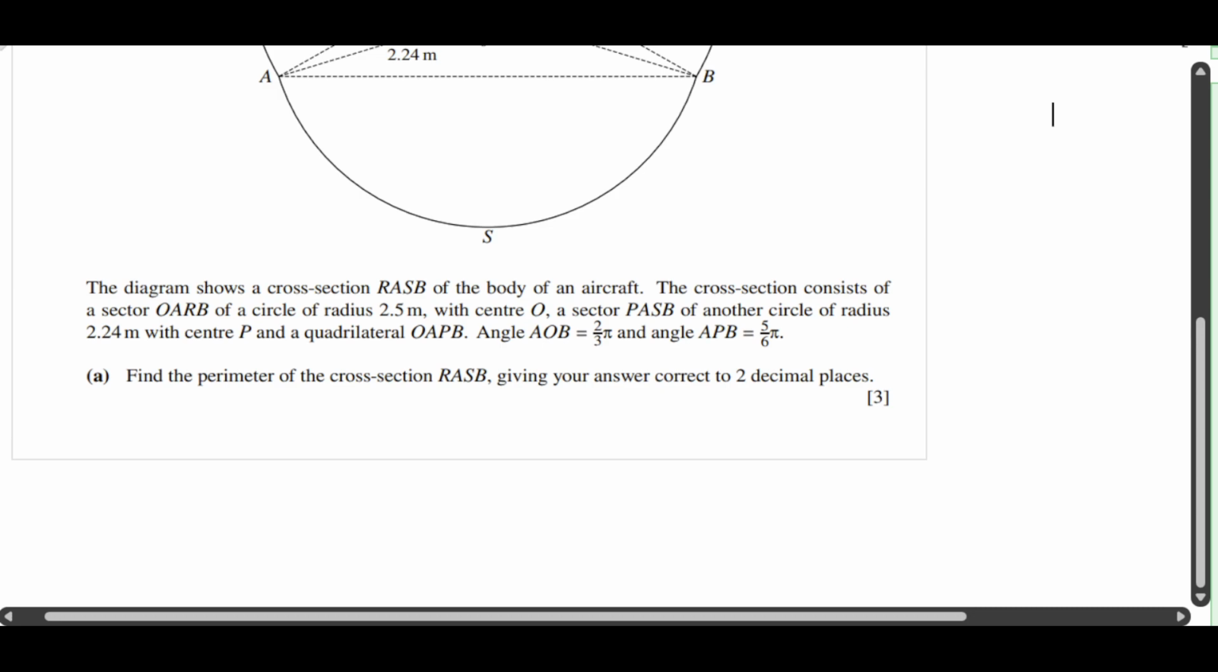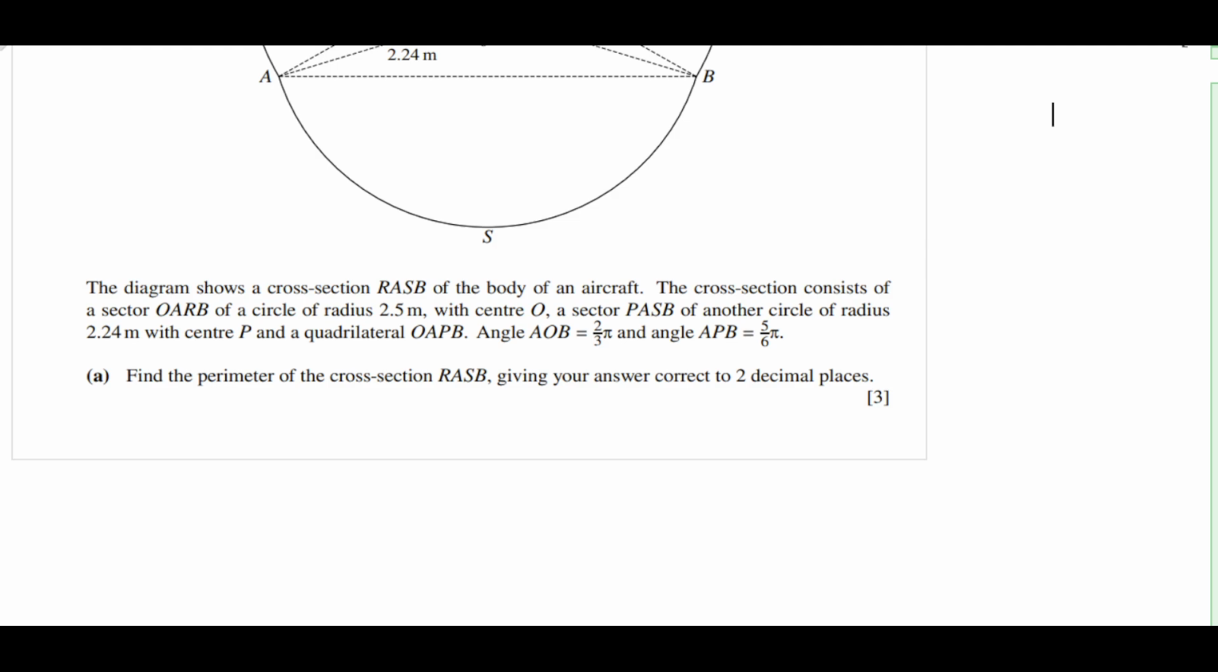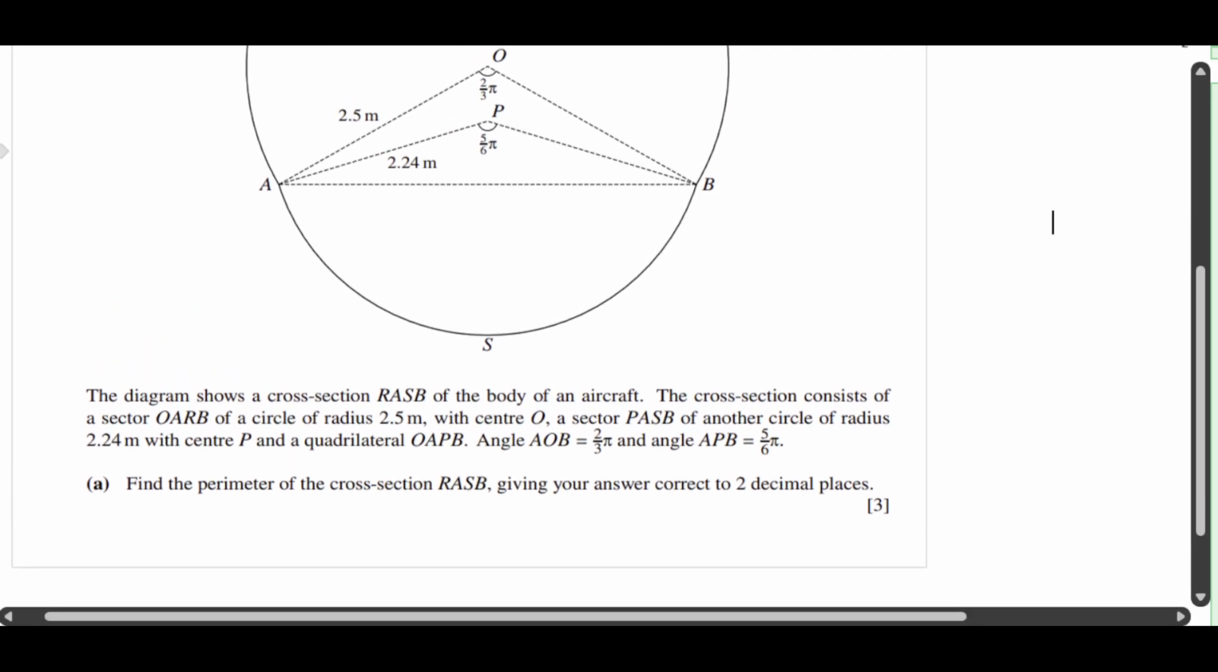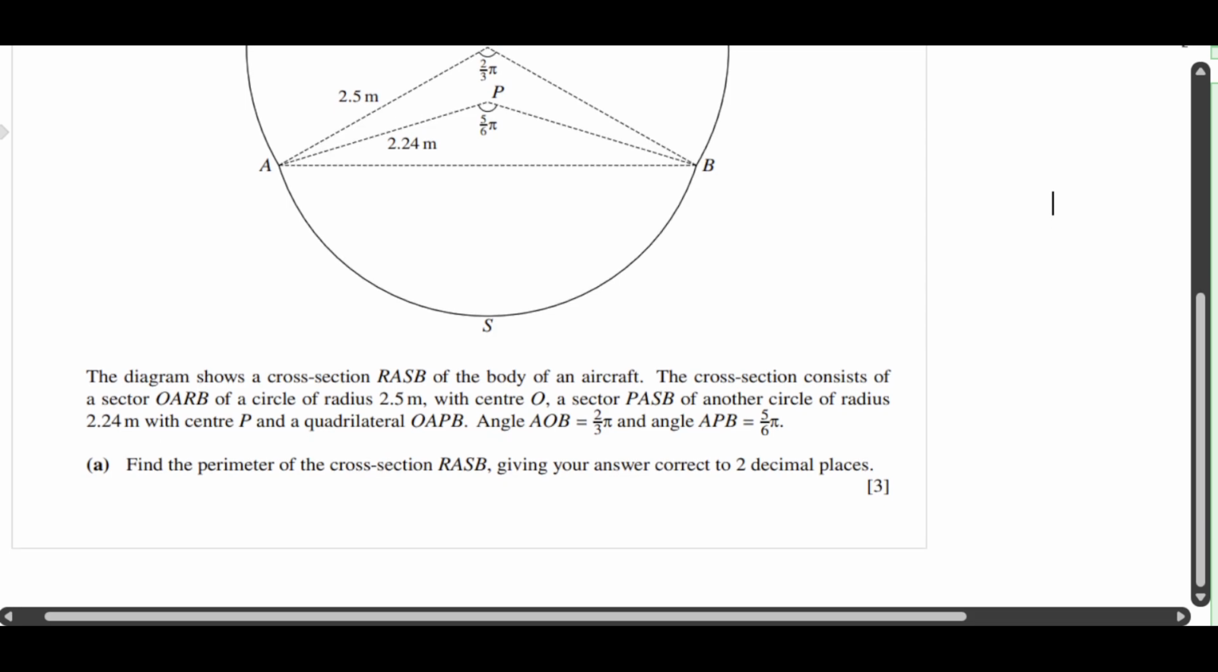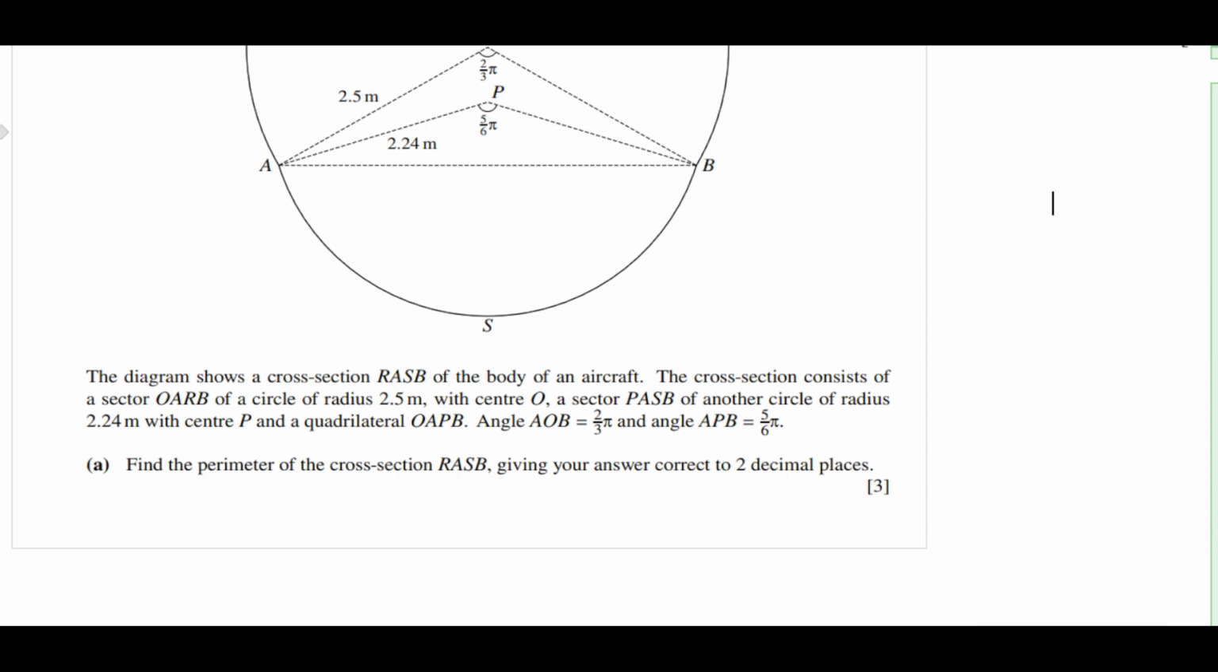Now here the diagram shows the cross section RASB of the body of an aircraft. The cross section consists of a sector OARB of a circle of radius 2.5 with the center O, a sector PASB of another circle of radius 2.24 with the center P, and a quadrilateral OAPB. We can see this quadrilateral OAPB with the angle AOB as 2 by 3 pi and angle APB as 5 by 6 pi. Find the perimeter of the cross section RASB. Give your answer correct to two decimal places.